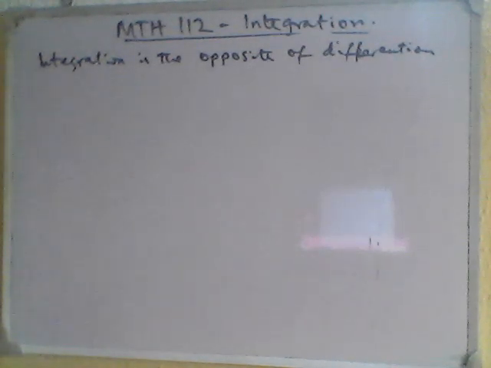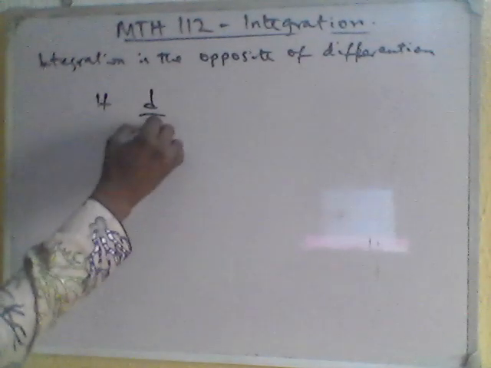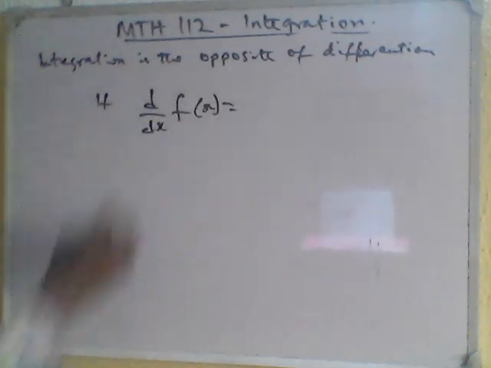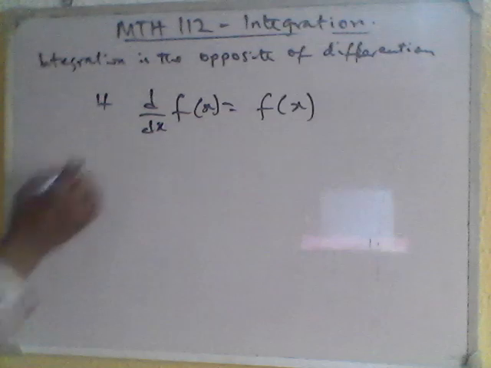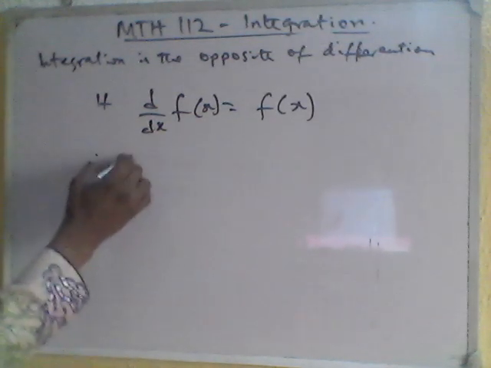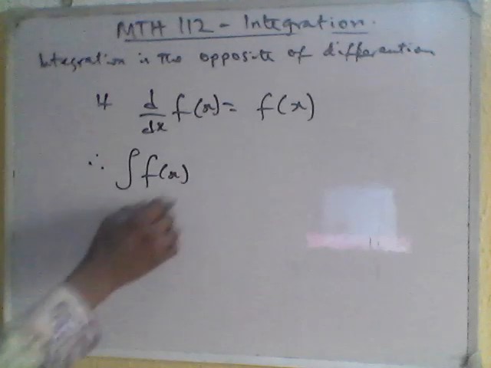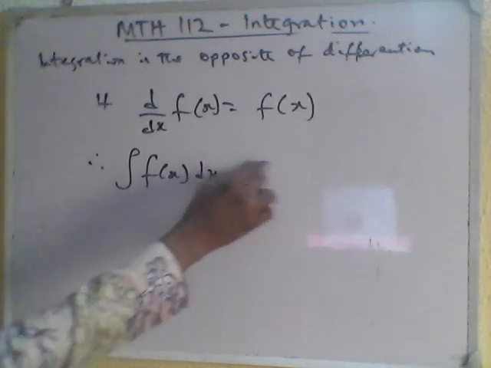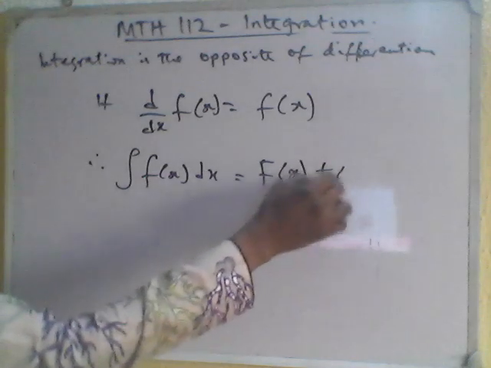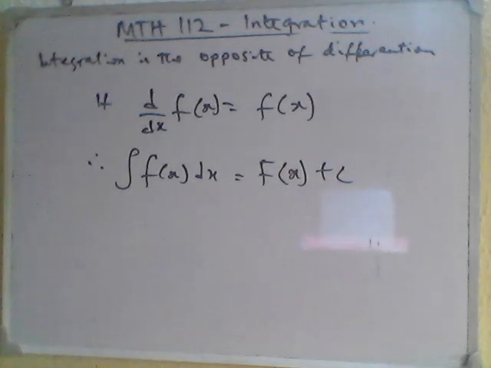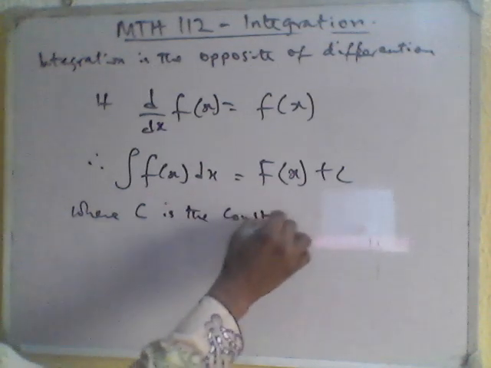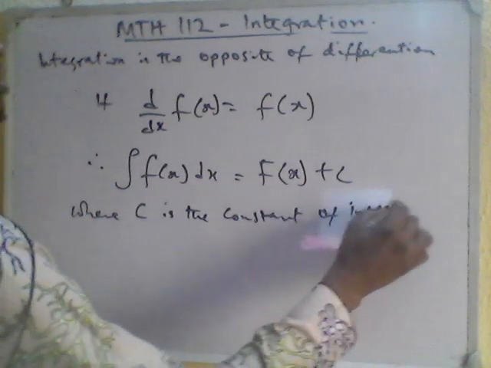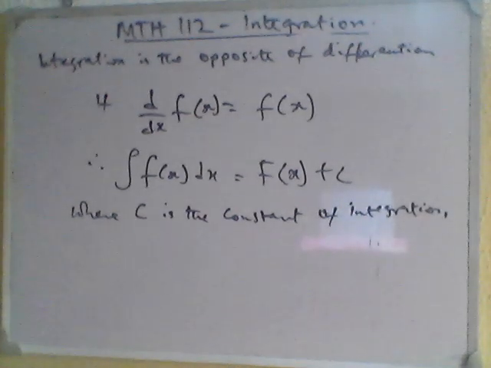So if I have d dx of a function, and the answer is this, therefore the integral of f of x dx is equal to f of x plus c, where c is the constant of integration. Okay, so why must we add c?